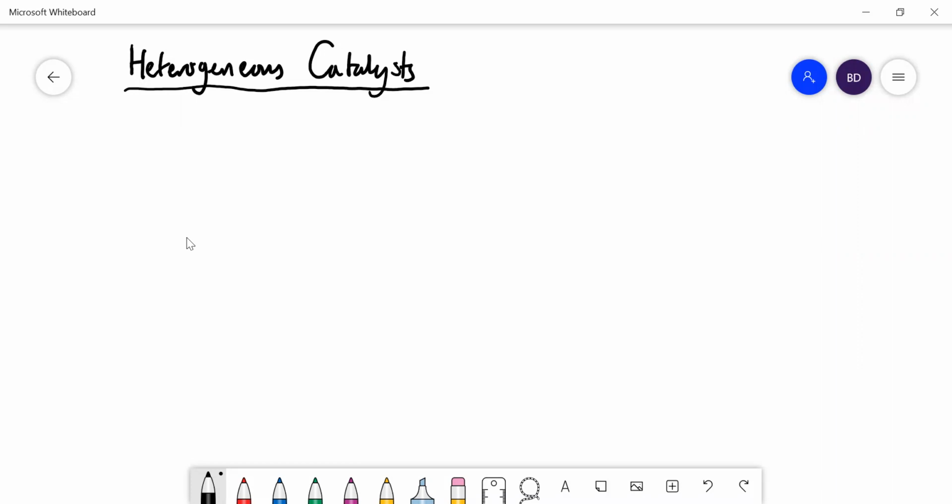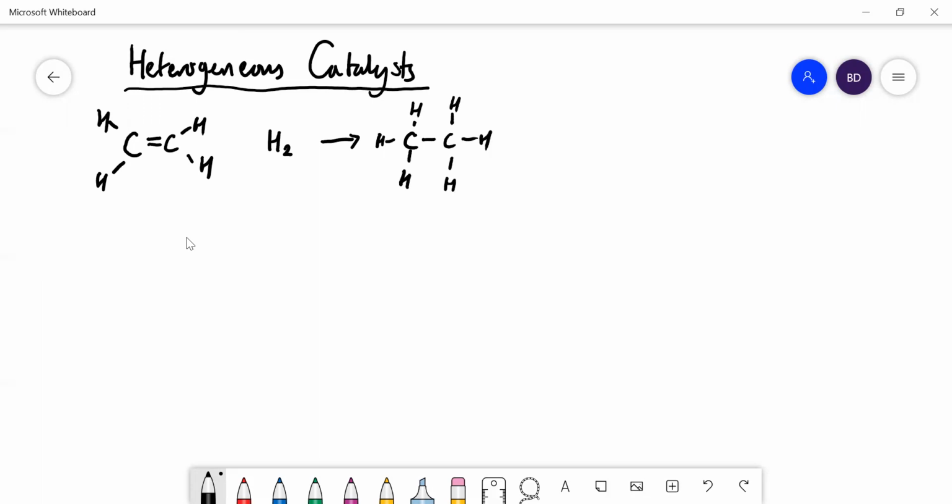So let's look at an example here of when you get an alkene. So you've got ethene, and that will react with hydrogen. You get an addition reaction, and it will form ethane. Right, that reaction is catalyzed by nickel, the actual metal nickel. Okay, so let's see how that works. Right here, this is the surface of the nickel catalyst.